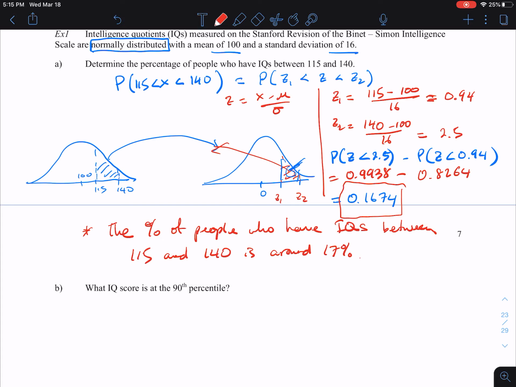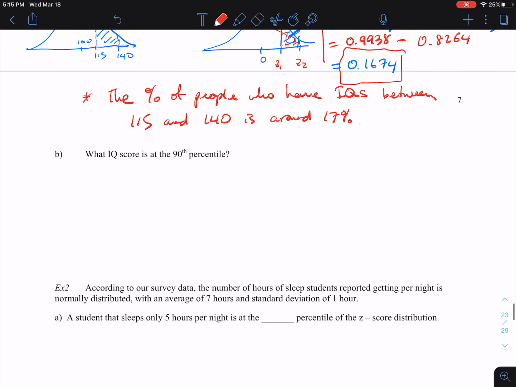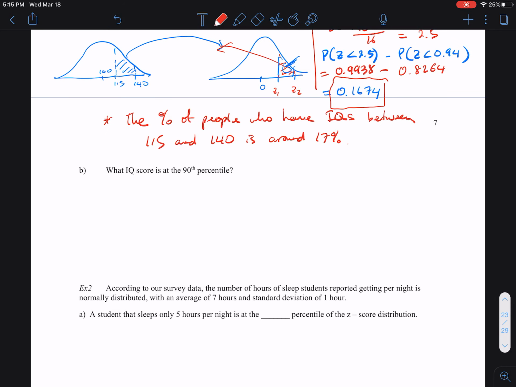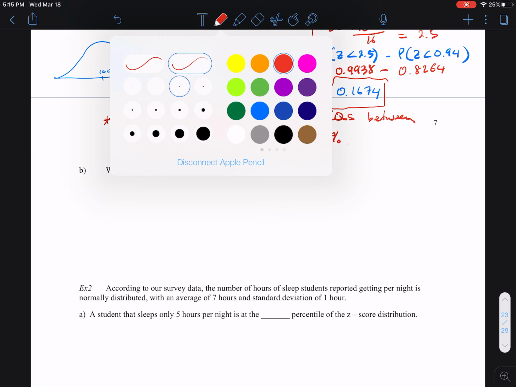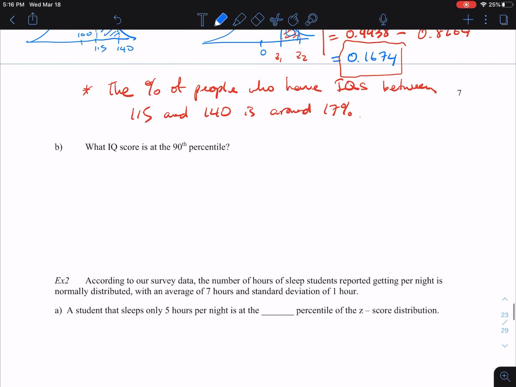All right, so let's move on to the next example here. I only have 2 minutes in this video. I'll try to make this short. I'll draw a picture to start out with what the question is asking. So this is saying, what is the IQ score, call that A, that corresponds to the 90th percentile.